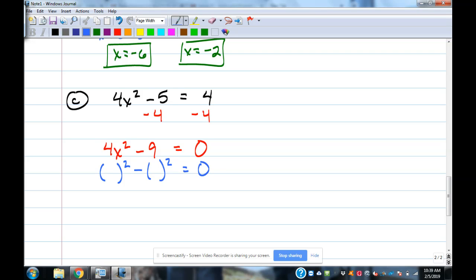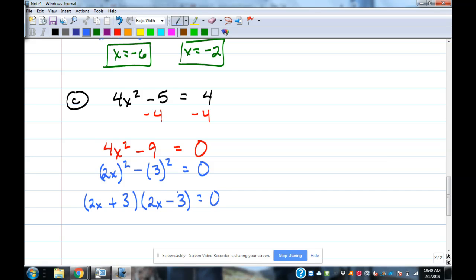What squared gets me 4? 2, and I need an x to get x squared. So that'll be a 2x. What squared gets me the 9? 3. Because I can rewrite it that way, my factors are really easy. I can take that little shortcut. 2x in the front, 3 in the back.